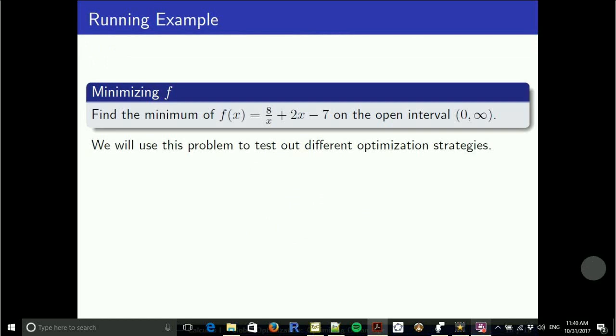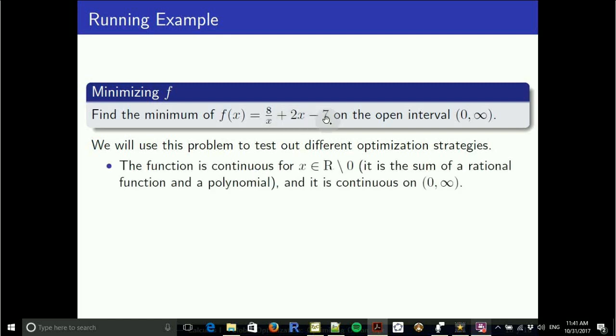Note that f is the rational function 8 over x plus the polynomial 2x minus 7. 8 over x is continuous for all numbers except 0, and 2x minus 7 is continuous for all numbers. Therefore, f is continuous for all numbers except 0. In particular, it is continuous on the open interval 0 infinity. The first three strategies will work only if f is continuous, so this is a pretty important property to verify if we're going to apply any of them.